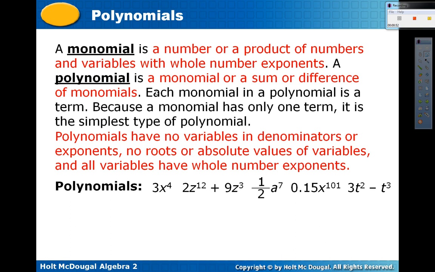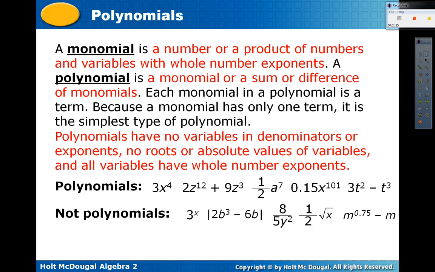3x to the fourth is a polynomial. It's technically more classified, it's a monomial because it's one term. 2z to the 12th plus 9z cubed, that is a polynomial. More specifically, it's a binomial because it has two terms. 1/2 a to the 7th is a polynomial. More specifically, it's a monomial. 0.15x to the 101st power is a polynomial, but again, it's specifically a monomial because it's one term. And then 3t squared minus t to the third is a polynomial, but more specifically, it's a binomial because it has two terms.